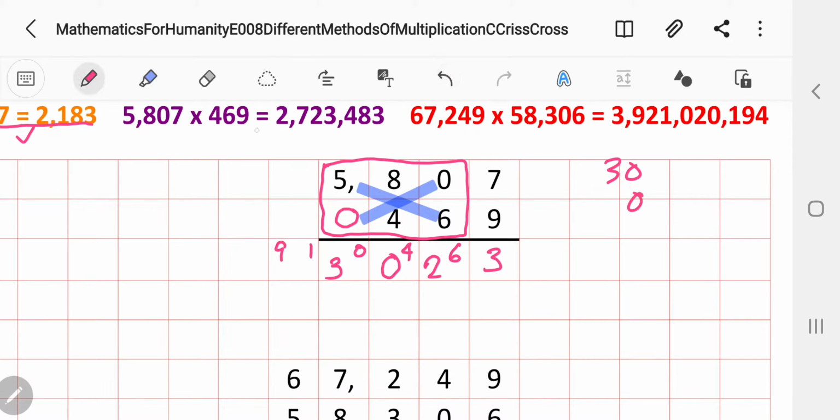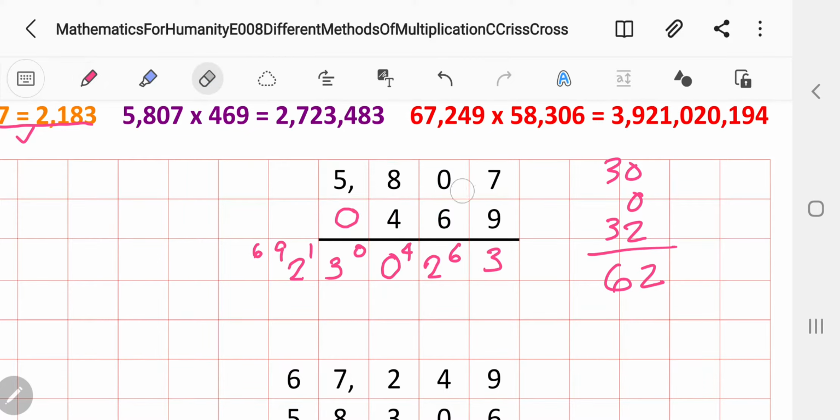And then we have 4 times 8 would be 32. This is 32. So you have 2 and 6 here. 0 plus 0 plus 2 is 2, and 3 plus 3 would be 6. So we have 62 here. 62. Then we further decrease the enclosure.